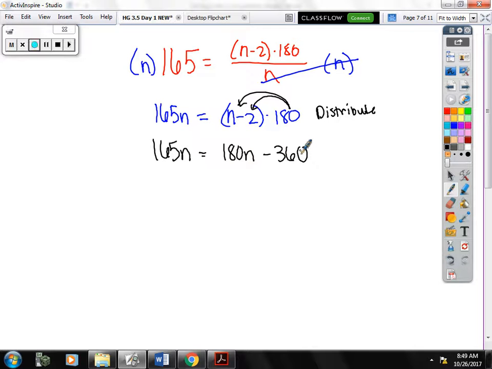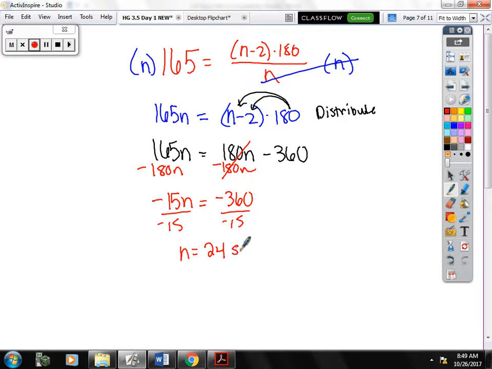Okay. 180n minus 360. Now we'll get our variables on one side. So I'm going to move this 180n over using inverse operation, so I will subtract it. And we'll get negative 15n equals, bring down the negative with the 360, and then we divide by negative 15, and we'll get n equals 24. So this is a 24-sided polygon.